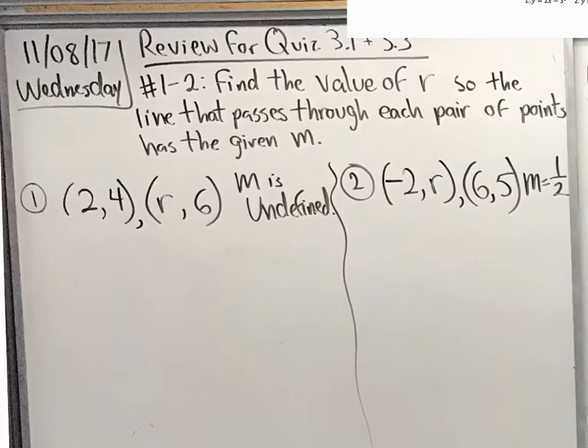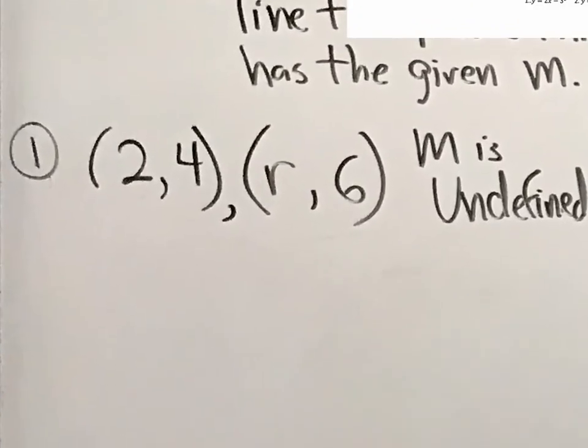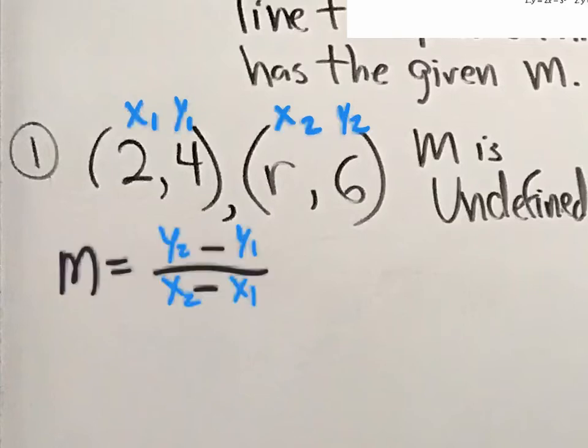Number 1, I give you these two coordinates, and I also tell you that the slope is undefined. So let's start by labeling the coordinates. X, Y, X, Y. This is your first point. This is your second point. Everybody should do that. After that, you want to write your equation. Not your equation, your formula for slope. And there's your slope formula. And then after that, it's just a question of plugging things in.